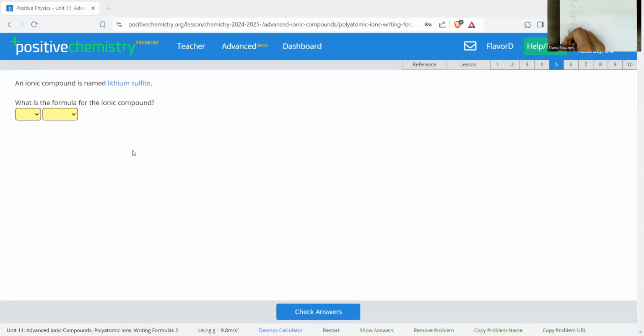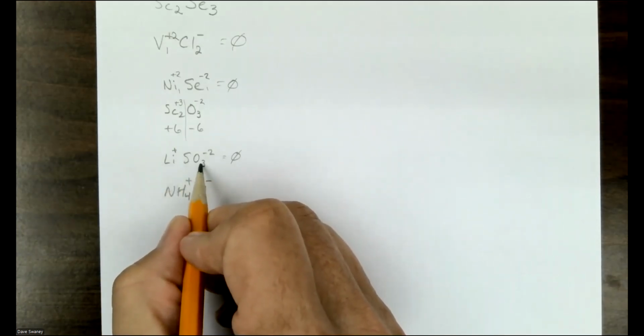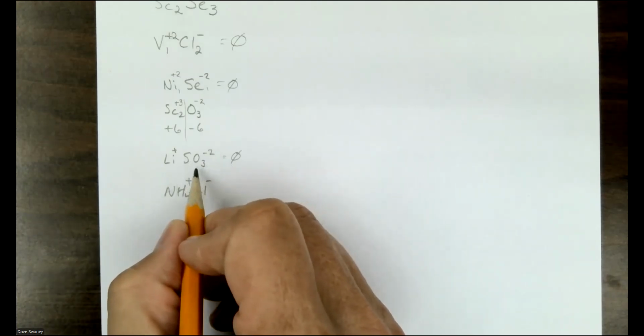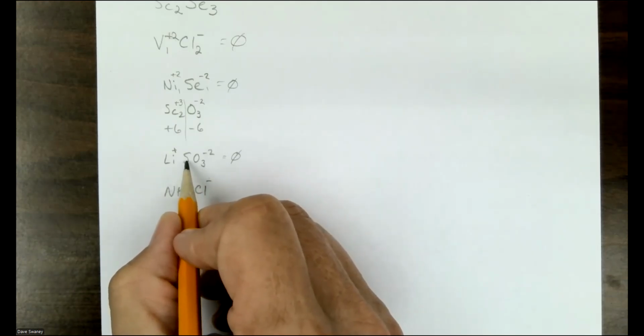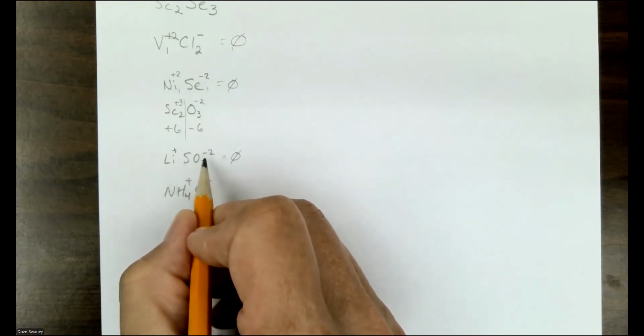Now I am on writing formulas 2, and they give me the name, lithium sulfite. So lithium, which I notice is a +1 on my periodic table, and look at your ion chart. Sulfate would be SO4 -2, but sulfite, look at the naming grid, would be 1 fewer oxygens. So this is SO3 -2. Sulfite is related to sulfate. Sulfate is SO4 -2, but this is sulfite. Look at your naming grid. So this would be 1 fewer oxygens than sulfate. So it is SO3 -2.